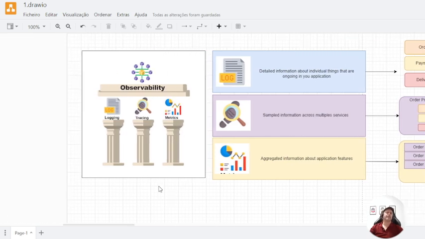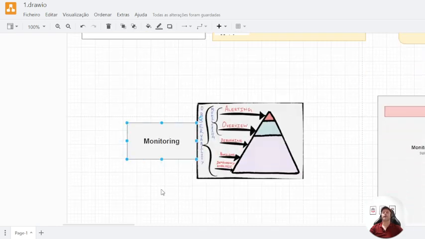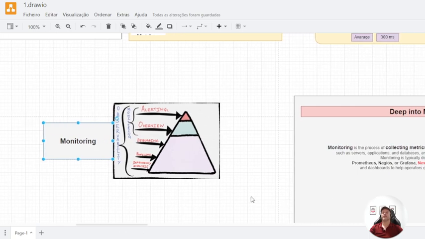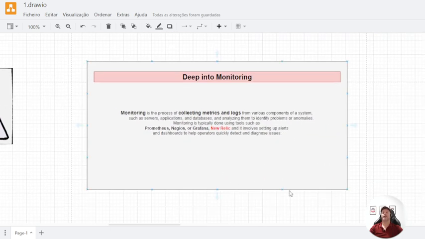When we're talking about observability, it's very common to talk about monitoring. But what is monitoring? Monitoring is a part of observability. Let's dive into monitoring. Monitoring is the process of collecting metrics and logs from various components of a system, such as servers, applications, and databases, and analyzing them to identify problems or anomalies. Monitoring is typically done using tools such as Prometheus, Nagios, Grafana, and New Relic. New Relic is the APM tool that we will use in this course.